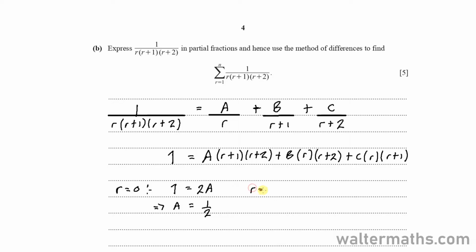And if r is equal to minus 1, we know that on the left side we still have a 1, and on the right side this term will be closed out, so we'll be having here minus 1 times minus 1 plus 2, which is 1, so we get minus b here. So therefore we get b coming out as minus 1.